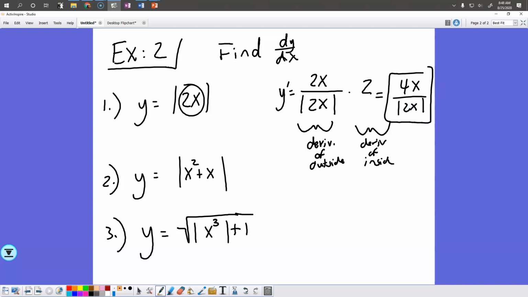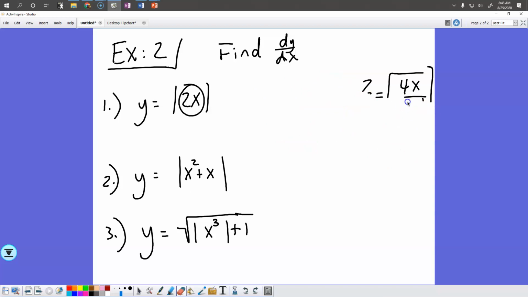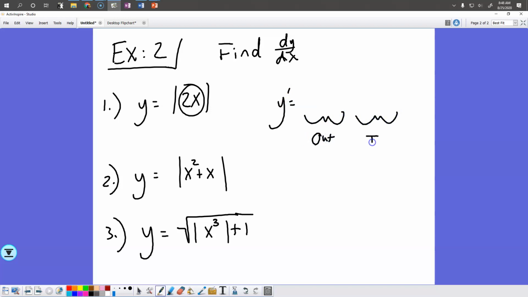Let's go ahead and take a look at part 2. Number 2, I mean. All right, so to find the derivative, we need the derivative of the outside, and we need to multiply that by the derivative of the inside, right?